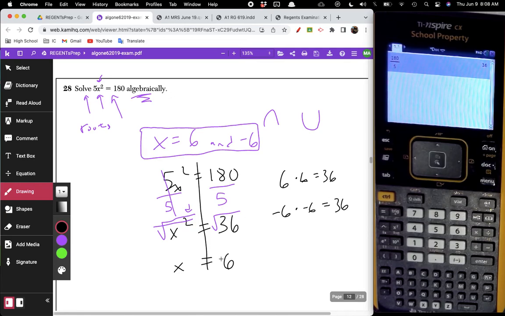So for this, if you leave this just here, you did all the work right. If you leave it like this, you're still only getting 1 point. You've got to give us a plus or minus 6, and now you've got your full credit there.